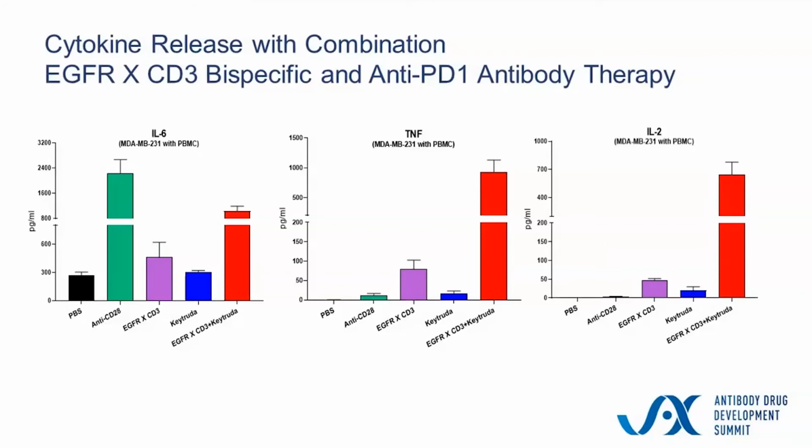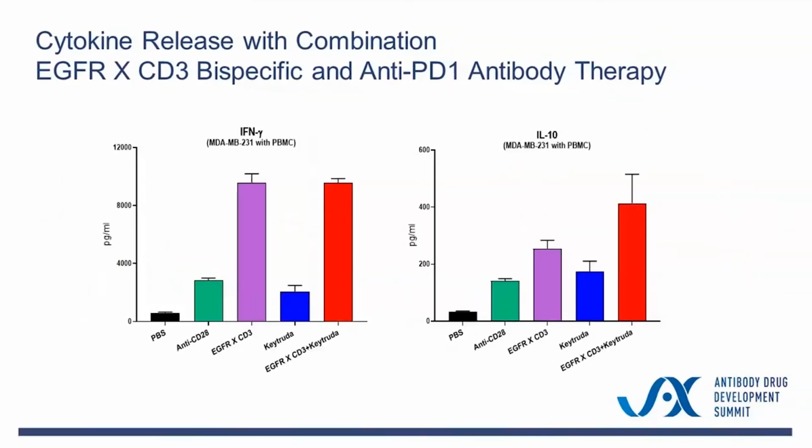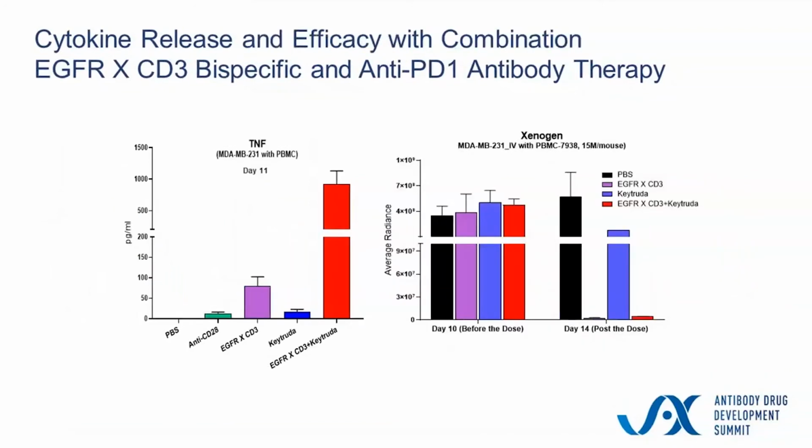Other donors you see a different effect, and I'll show you some more data about that later on. But the point is there's donor variability in how these therapeutics combine, and that's something to take note of when you're going forward with your research program: make sure you look at enough PBMC donors to understand the combination effect when it comes to cytokine release. This is just with interferon gamma and IL-10.